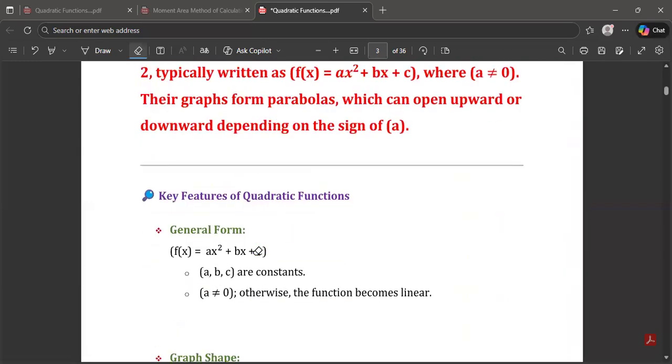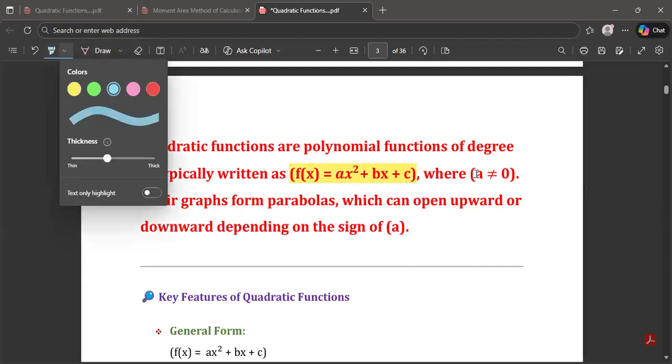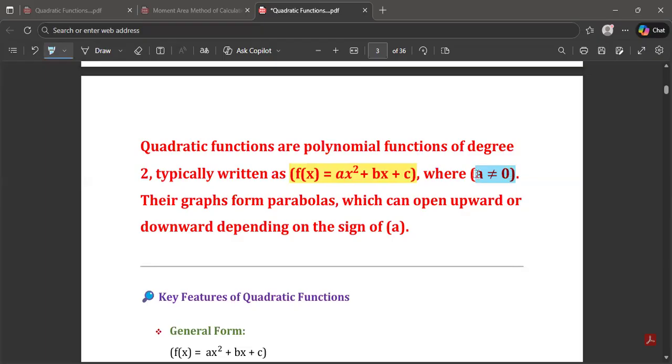Let's come to the notes I prepared, and let's see how we can understand quadratic equations. Quadratic functions are polynomial functions of degree 2. If I say degree, it means they have the exponent of 2. Typically written as f of x equals ax squared plus bx plus c. I told you that a should never be equal to 0, because once it's 0, it's going to become a linear function instead of a quadratic function.